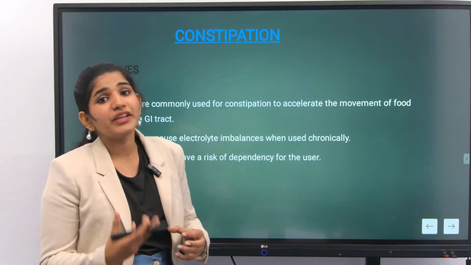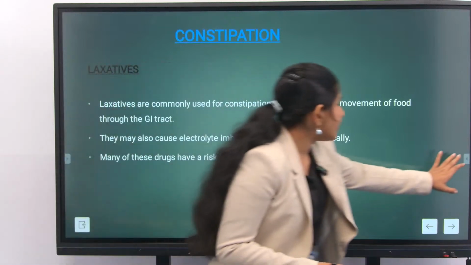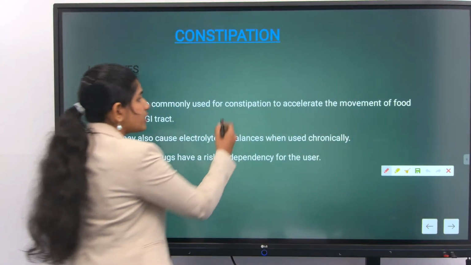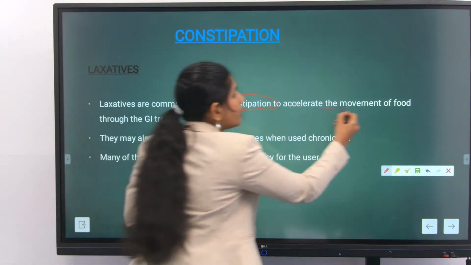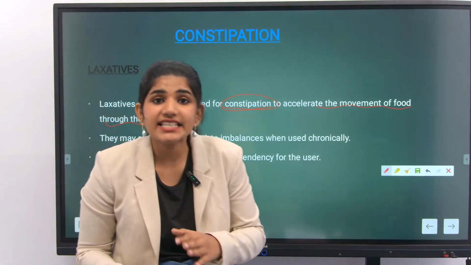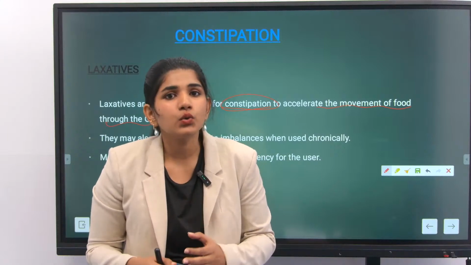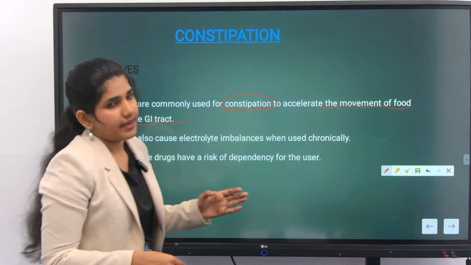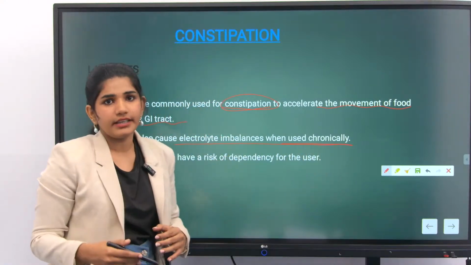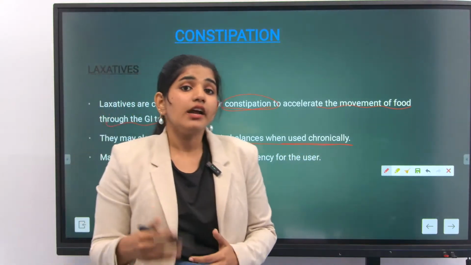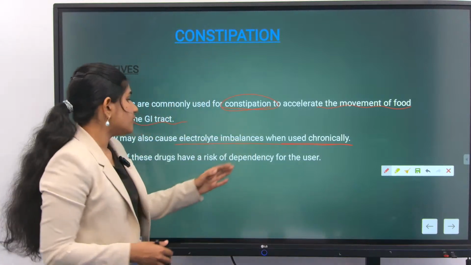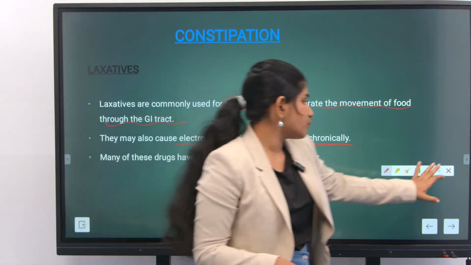So in such a condition, we can go for laxatives. Laxatives are very effective in such a condition. Laxatives are commonly used for constipation to accelerate the movement of food through the GI tract. What they are doing is accelerating the movement of contents through the gastrointestinal tract. They can also cause electrolyte imbalances when used chronically. So we are not supposed to use them chronically, because they can cause electrolyte imbalances. And many of the drugs carry a risk of dependency for the user.